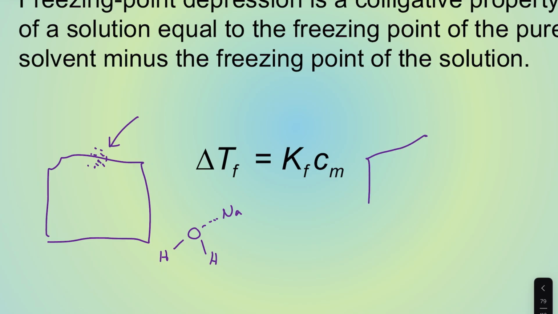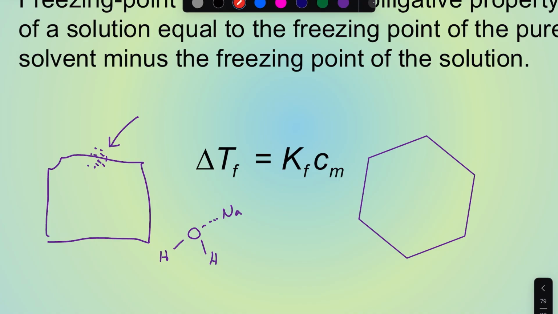Water likes to make nice hexagonal shapes. And if you add in something else right here, let's say, it can't quite make that bond from one molecule of water to another, and so it's going to disrupt the way that it is going to be able to form ice, and it's going to lower the temperature at which ice can be made.